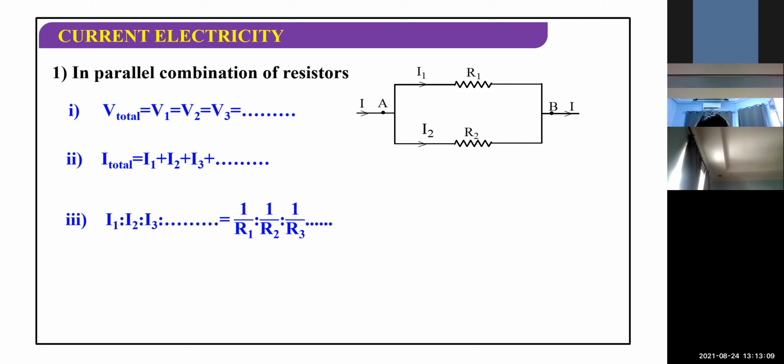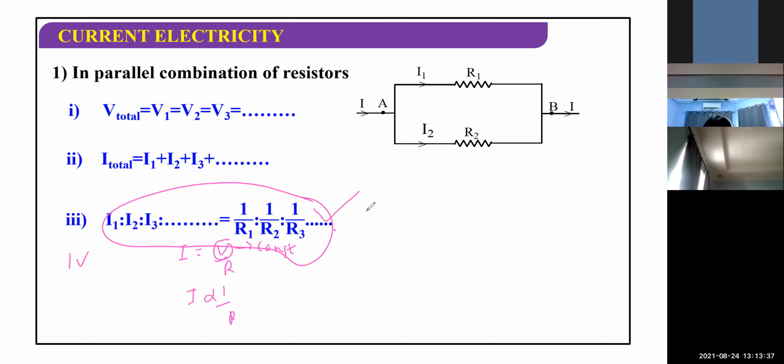So here I can also write equation number 4. As I is equal to V upon R, and V is constant here, we are taking that this value is same, so it means I is inversely proportional to resistance. That's why the ratio of currents I1, I2, I3 is 1 by R1, 1 by R2. This is not required in IGCSE, but for the competitive exam, it is required.